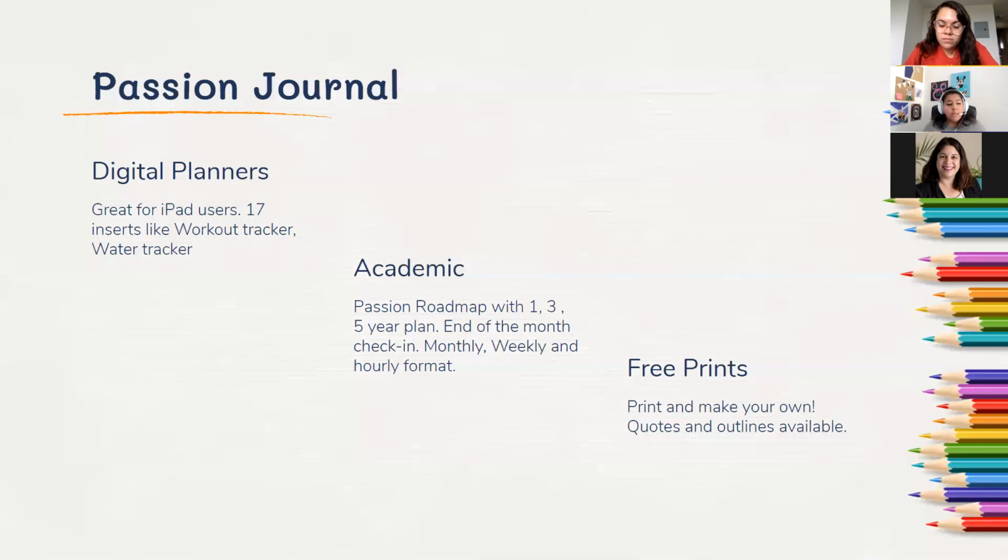Next up, we have the Passion Journal. You can easily Google Passion Journal if you choose to buy one. They have digital planners if you want to still continue with the online format. It's great for iPad users. There are 17 inserts, like a workout tracker, a water tracker. They also have the academic one, which is what I have, and I'll show you that too. It has a passion roadmap, so making sure that you are reaching those short and long-term goals.